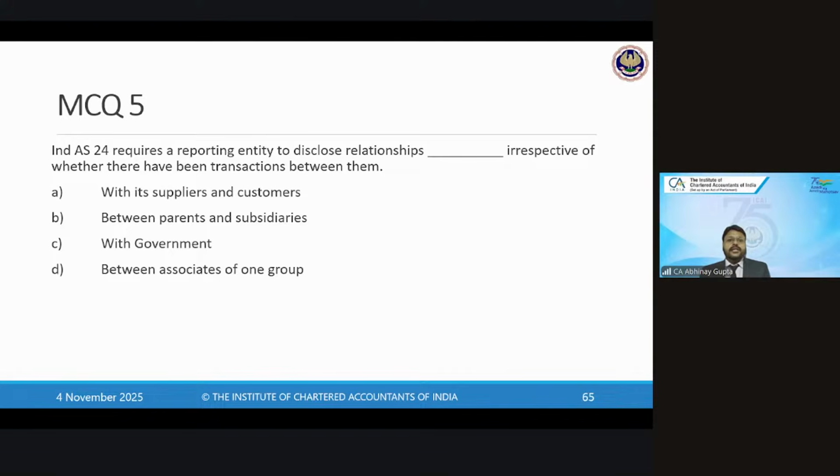Ind AS 24 requires a reporting entity to disclose the relationships, irrespective of whether there has been a transaction between them: with the suppliers and customers, between the parents and subsidiaries, with the government, or between the associates. Between parents and subsidiaries. Yes, category 1, option B.